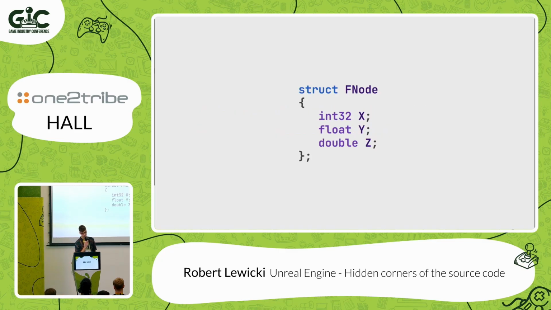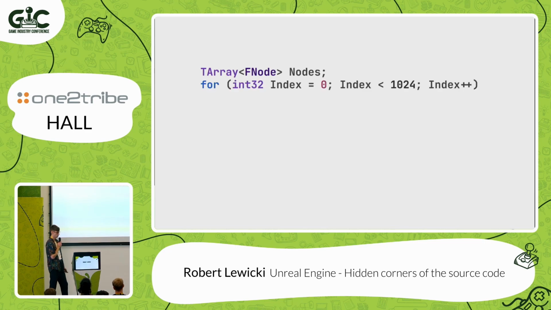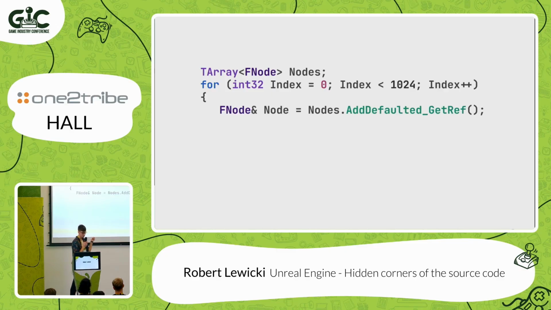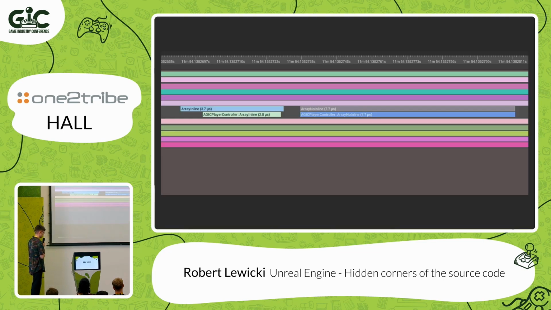So for the example, let's create a struct with 3 properties, x, y, and z, and then write code like this. We create an array of nodes. We create a for loop that goes 1,024 times. Then each iteration, we just add 1 node, we fill it with dummy data, and that's it. And this is one function. Now let's copy this code, and the only change will be that we will add the inline allocator to it. And now I've also added the Unreal Insights macros to measure the performance, and this was the result.